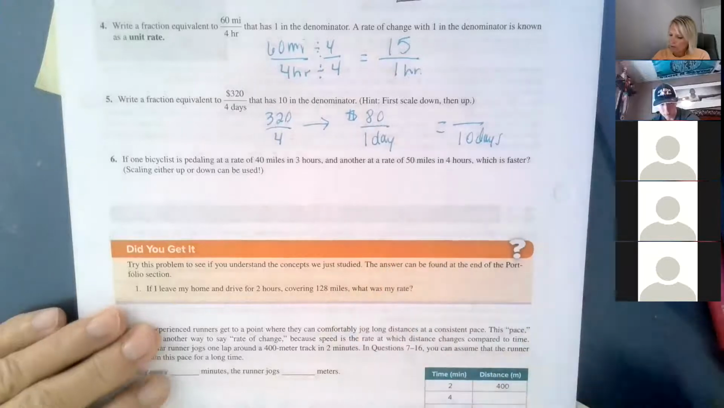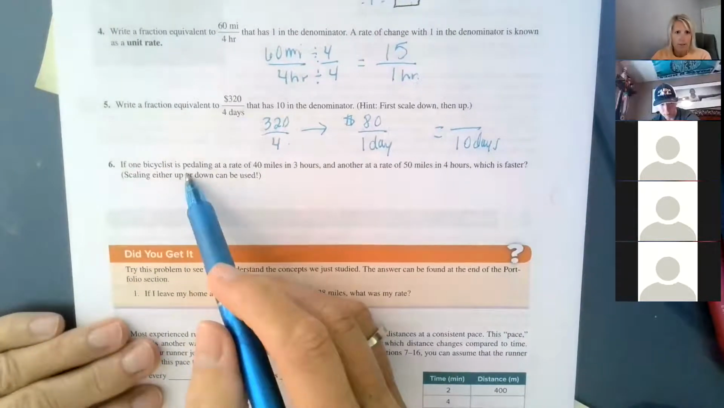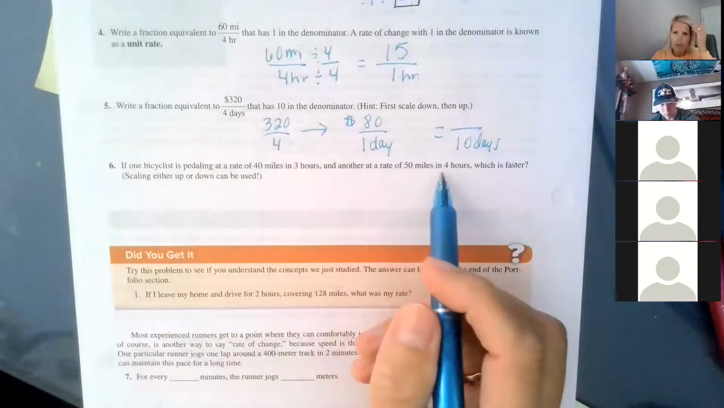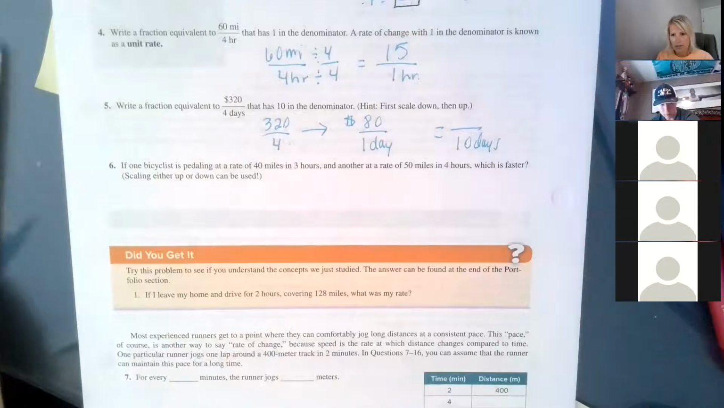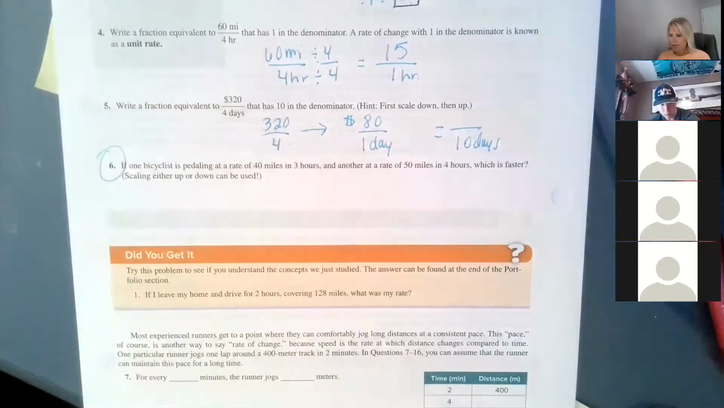So it says if one bicyclist is pedaling at a rate of 40 miles in 3 hours and another at a rate of 50 miles in 4 hours, which is faster? So anybody want to share what they did for this one? This is an important one to understand. It's not the lesson check, but it's an important one to understand.